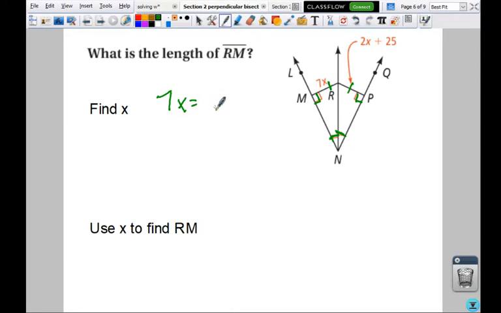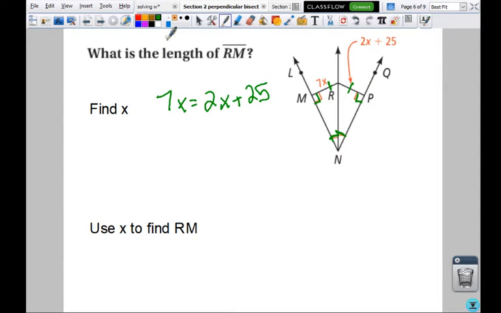equals 2X plus 25, which is this right piece, this one right there. And then we can solve it for X, and then we can plug that back in to find RM.